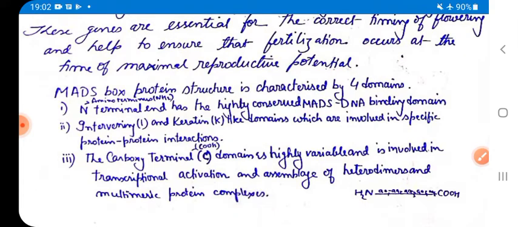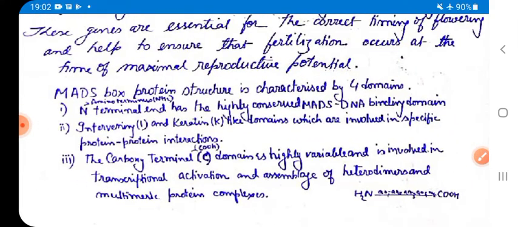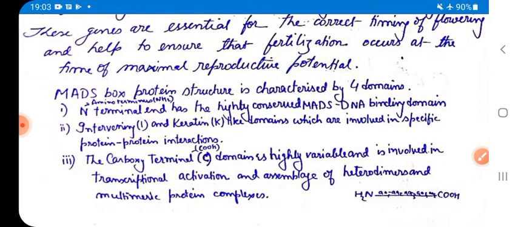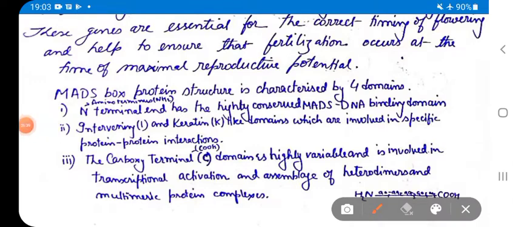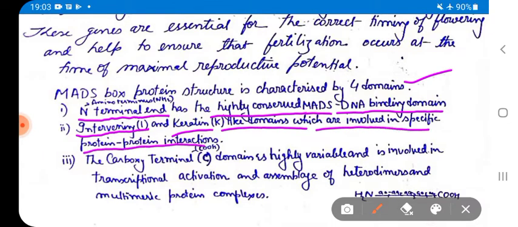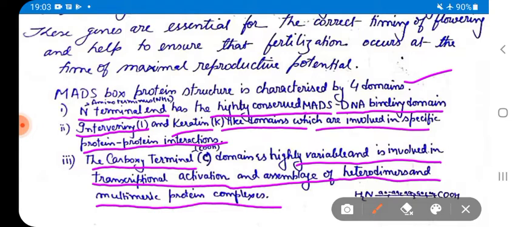Now, I have not got a diagram of the MADS-box sequence, and that is not required for your undergraduate portion. MADS-box protein structure is characterized by four domains. So there are four essential regions. The N-terminal end, which is the amino terminal end, has the highly conserved MADS DNA binding domain. There are some intervening and keratin-like domains which are involved in specific protein-protein interactions. And the third domain is the carboxy terminal domain, which is highly variable and involved in transcriptional activation and assemblage of heterodimers and multimeric protein complexes.